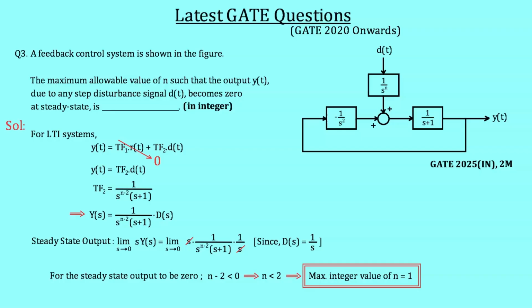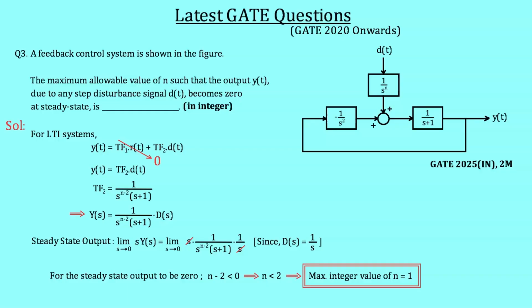Using Mason's gain formula, we can also find the transfer function, which will come out to be equal to 1 divided by s raised to the power n minus 2, multiplied by s plus 1. And we also know the transfer function is equal to the Laplace transform of the output divided by the Laplace transform of the input, which in our case is the disturbance signal.